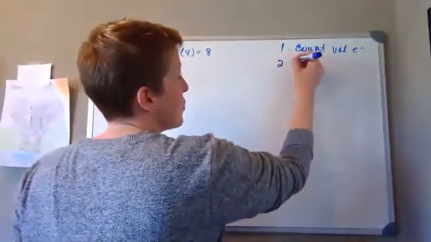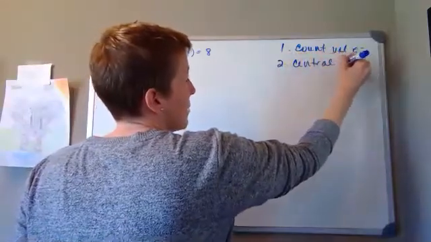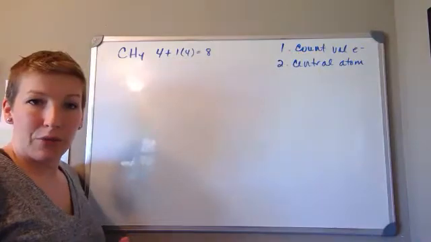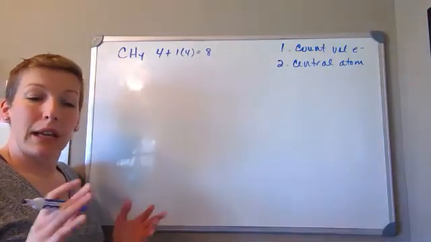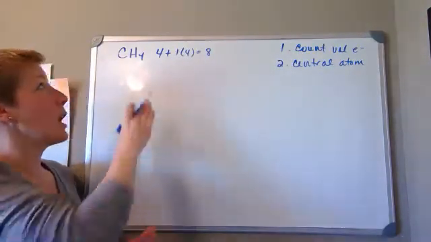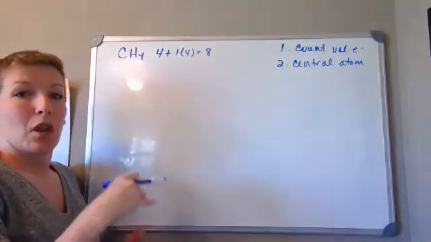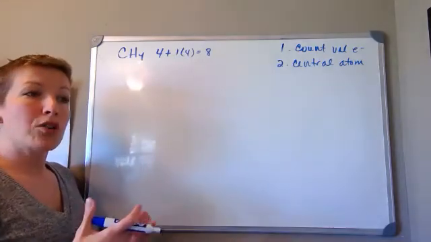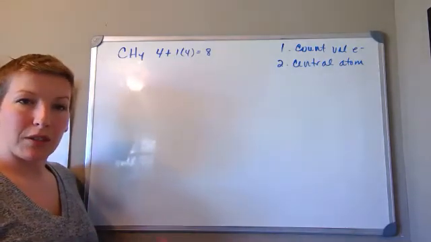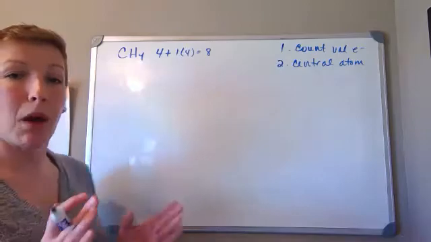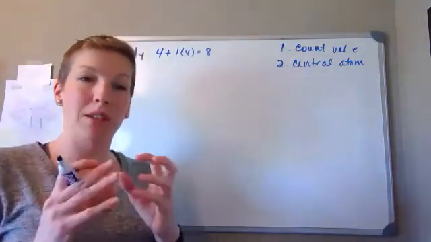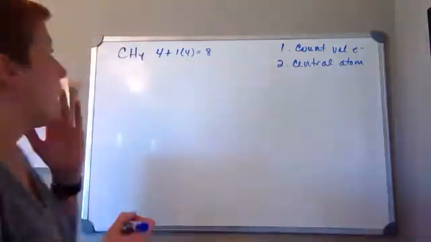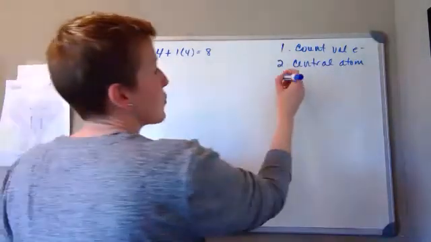So number 2 is draw in the central atom. Now, if you read the rules, it's usually the least electronegative atom, but it also works a lot of the time. It's usually the one that's listed first, the one that there's only one of. Also, it can never be hydrogen centrally because hydrogen can only bond once, which we'll talk about in a second. So you want something that's able to bond enough times to make things work. All right, so we put in our central atom.